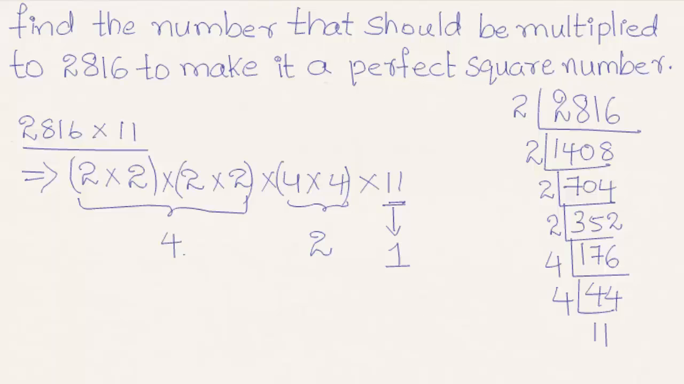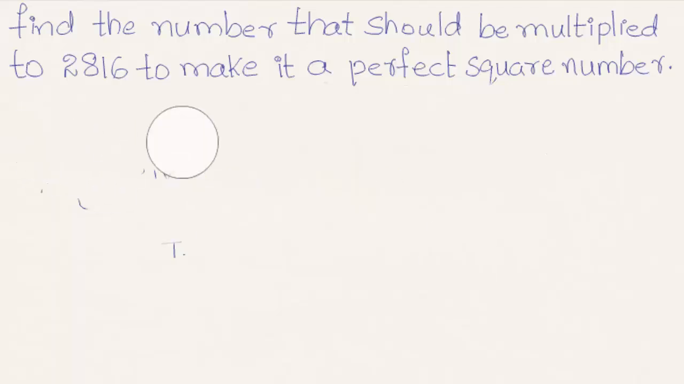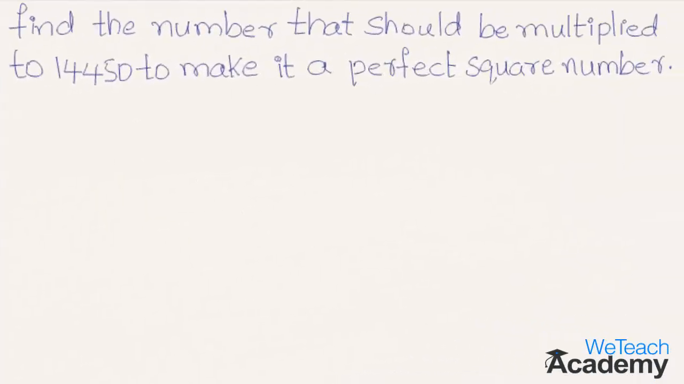And now let us solve one more problem. The given problem is to find the number that should be multiplied to the given number 14450 to make it a perfect square number. So now let us factorize the given number 14450.